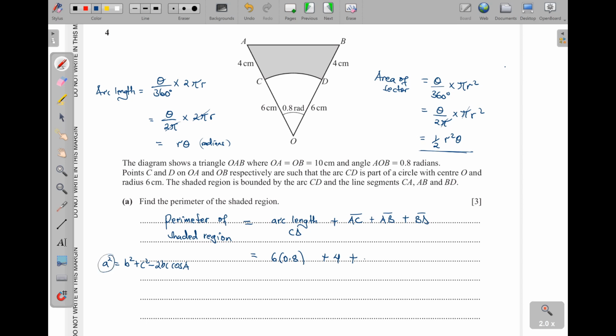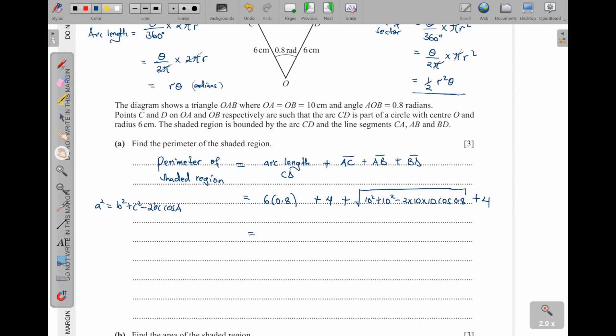but then at the end of it all, I'll take the square root. So square root of 10 squared plus 10 squared, then minus 2 times 10 times 10, then cosine of the angle which is opposite to AB, which is 0.8. And then plus BD, which is also 4. Then here, all together, let me first simplify this.